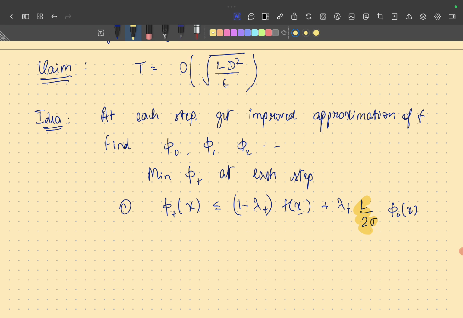But phi t of x is basically a convex combination of f of x and phi 0 of x. It can be upper bounded by this convex combination. And as t becomes larger, I want lambda t to become smaller and smaller. So if lambda t is small, then phi t of x is almost upper bounded by f of x for all x.